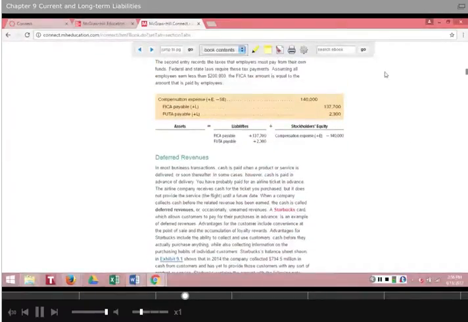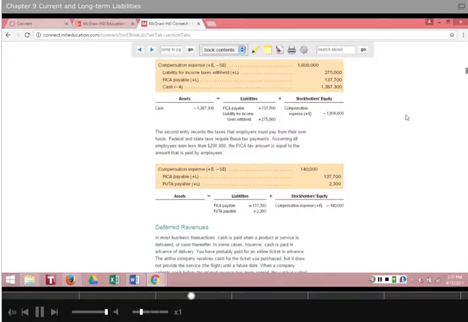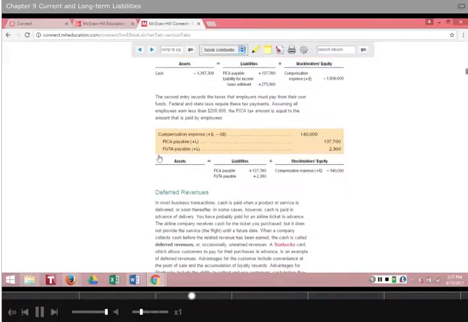They then show you the entry where the employer has to come up with money out of their pocket for FICA, a matching of what was withheld from your pay, as you can see for FICA. And also they have to come up with unemployment tax, which is split between federal and state.